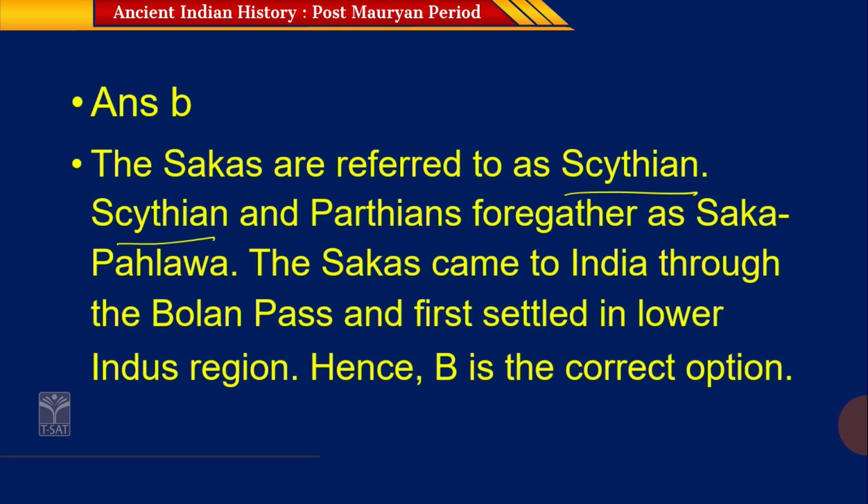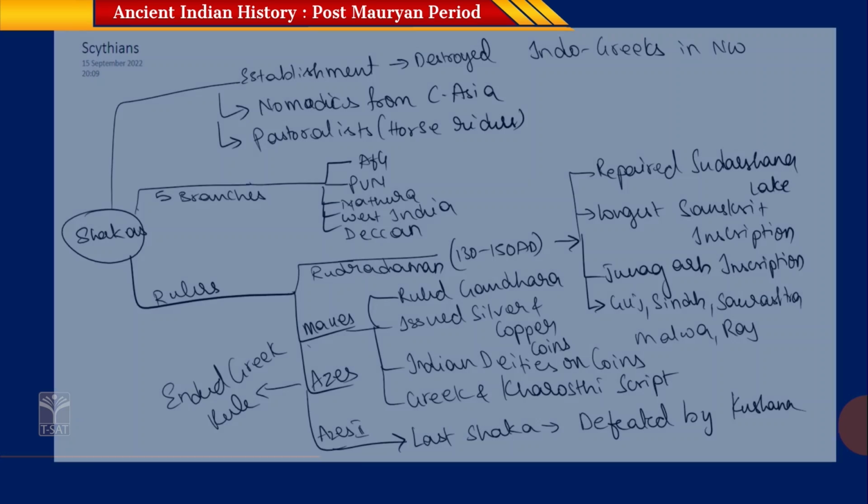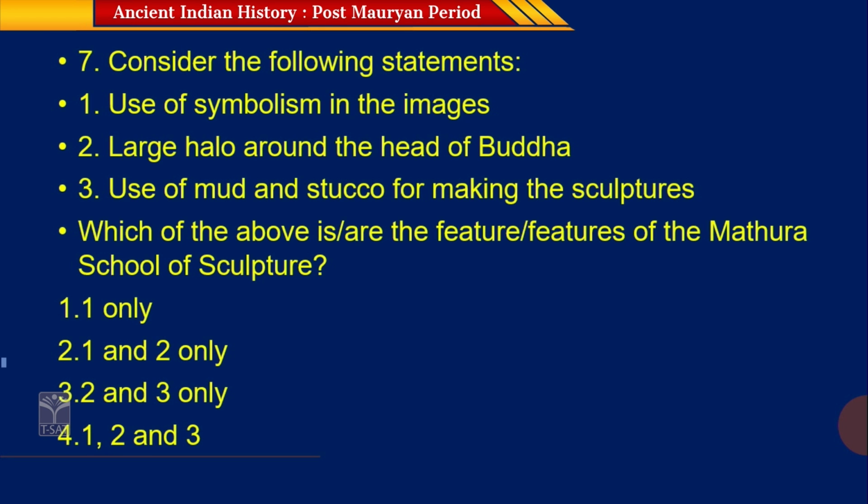And later period, once they merged with Parthians, they came to be known as Shaka Pahlavas. They came to India through Bolan Pass, first settled in the lower Indus region, and they came in 5 waves: Afghanistan, Punjab, Northwest, Gujarat, and Central. Okay, so there were different Shaka kings. We have previously seen who the Shaka kings are in detail.